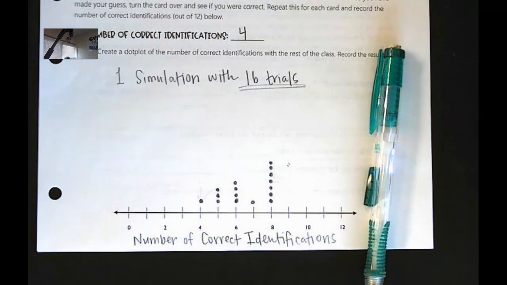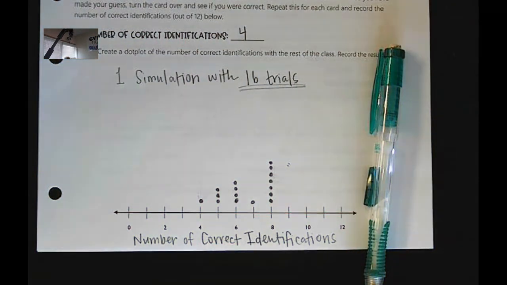So let's just recap what we've done. We are doing something similar to what Joy did. That's why it's called a simulation. And within that simulation, we did 16 trials, or we did it 16 times. So try to remember that trials means how many times you did it. They both start with a T, trials and times.